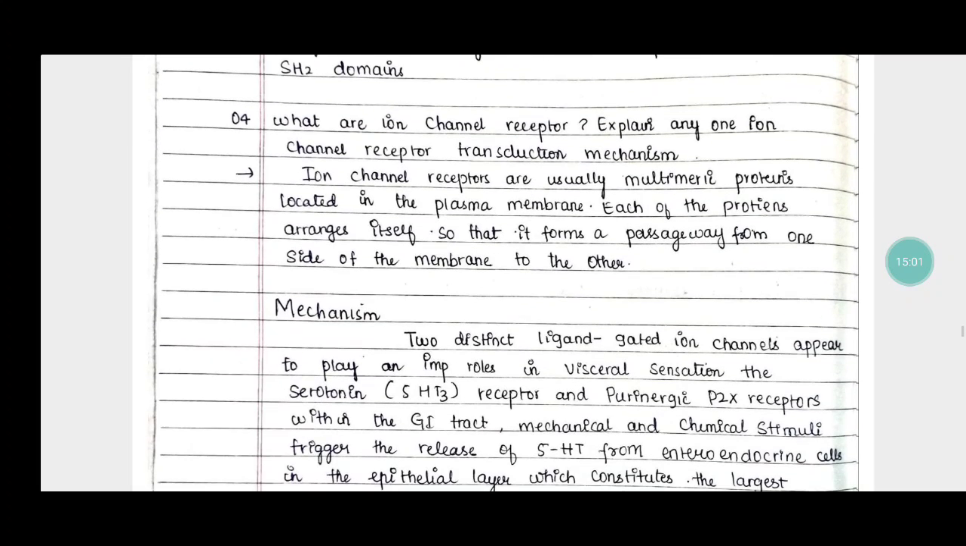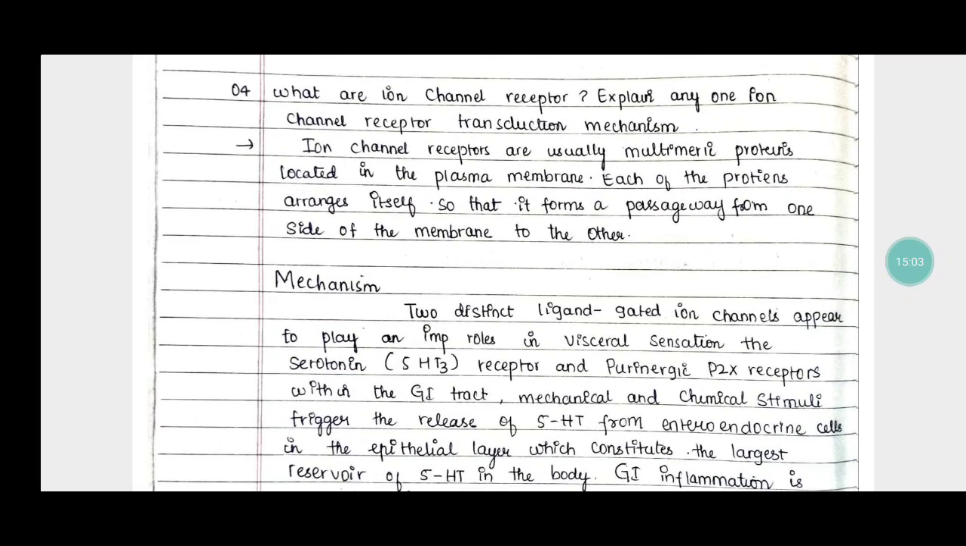And question number 4: what are ion channel receptors? Explain any one ion channel receptor's transduction mechanism. Ion channel receptors are usually multimeric proteins located in the plasma membrane. Each of the proteins arranges itself so that it forms a passageway from one side of the membrane to the other.